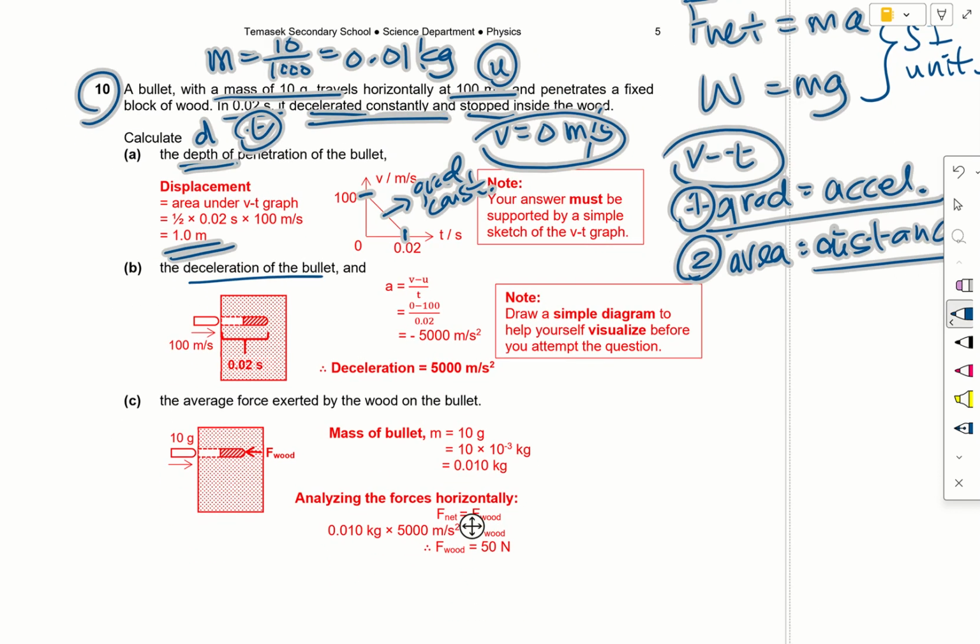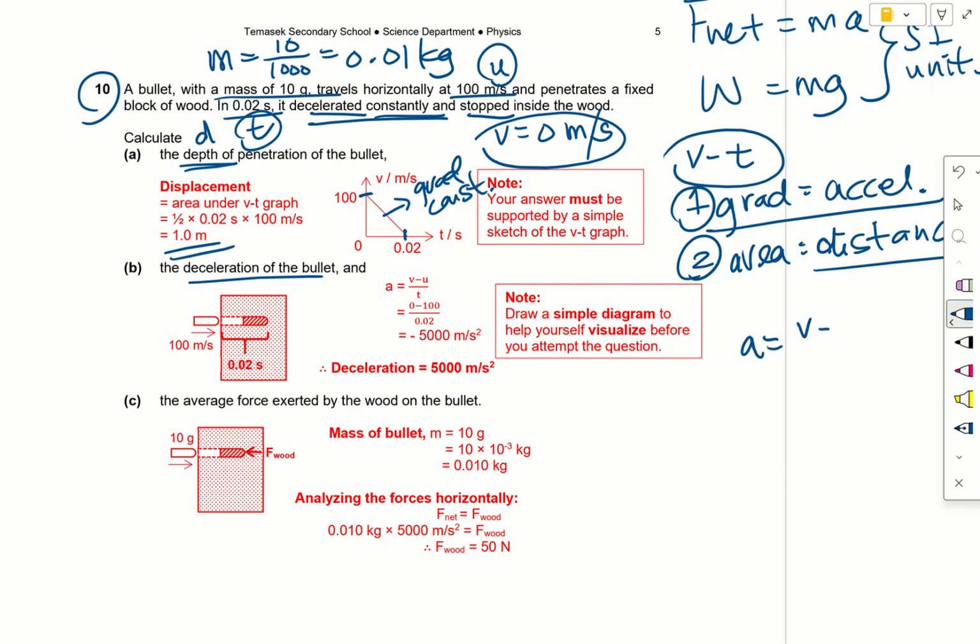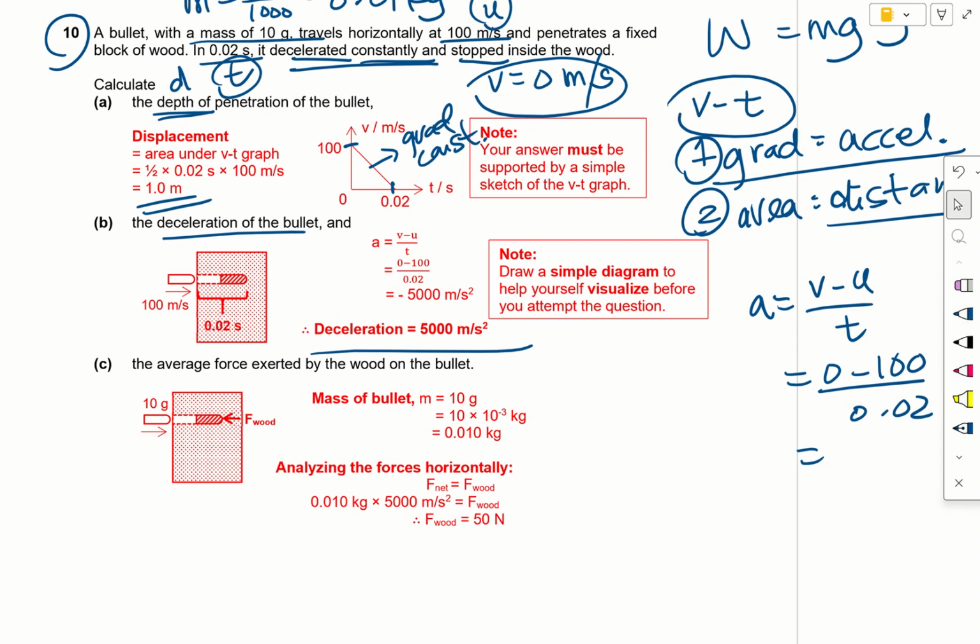Okay, they want us to calculate the deceleration. So we can use a equals v minus u over t. We have final velocity, which is 0, initial is 100, the time is 0.02, so we can find the deceleration to be 5,000 meter per second square. Now take note, like what you learn in kinematics, deceleration cannot be negative. It is always a positive value, but acceleration can either be positive or negative.